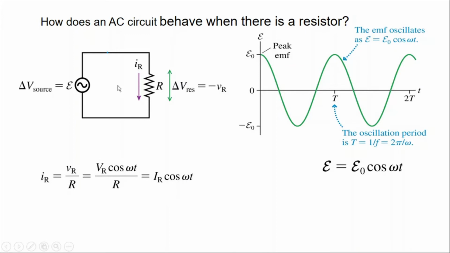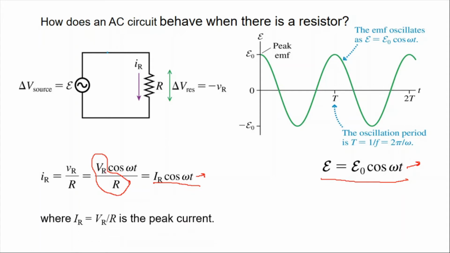So what is the current in this circuit? From Ohm's law, current is equal to VR over R, and we already know that the voltage is changing with time. It is a cosine function, VR cosine ωt, and if we divide it by R, we get IR cosine ωt. This is the current. So as you see, the voltage is changing with time and the current is also changing with time. Their functions are completely the same, cosine ωt. Here, VR over R is the peak current. IR is the peak current in this formula.